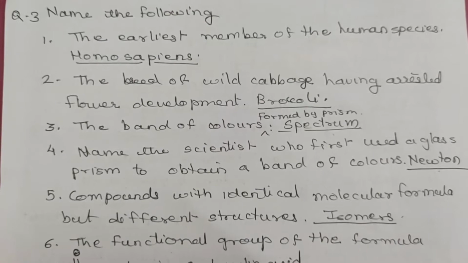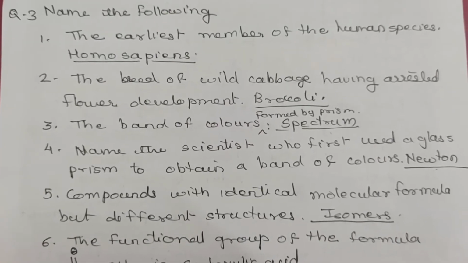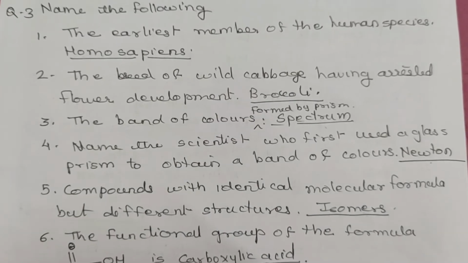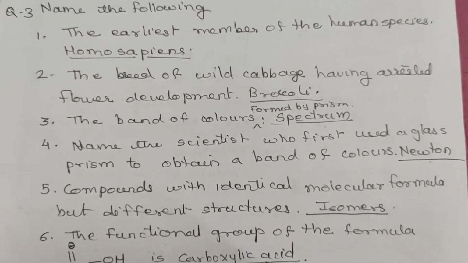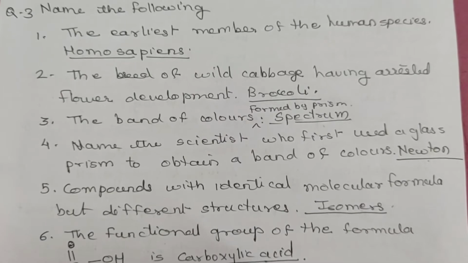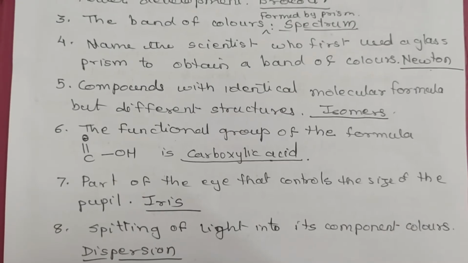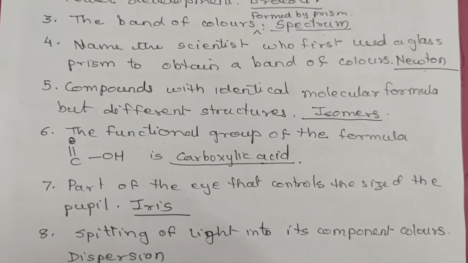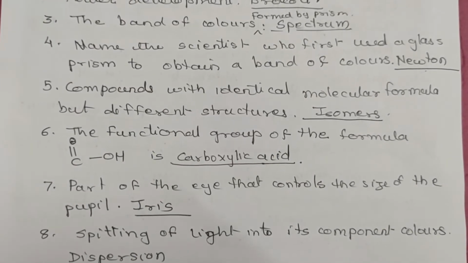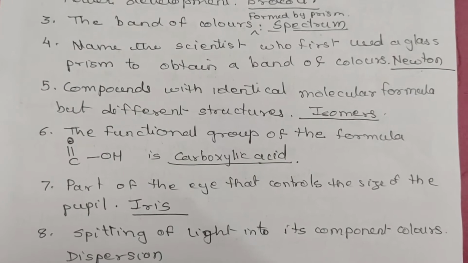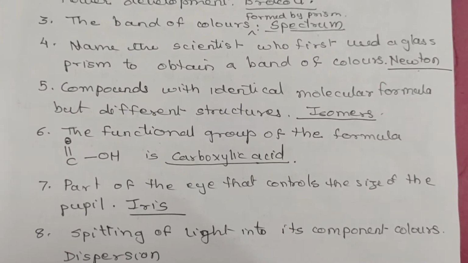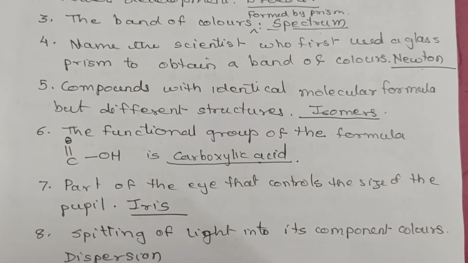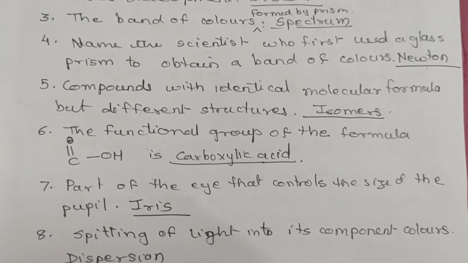The earliest member of the human species is Homo sapiens. The breed of wild cabbage having arrested flower development is broccoli. The band of color formed by the prism is spectrum. Name the scientist who first used a glass prism to obtain a band of color. Newton. Compounds with identical molecular formula but different structures are called isomers.